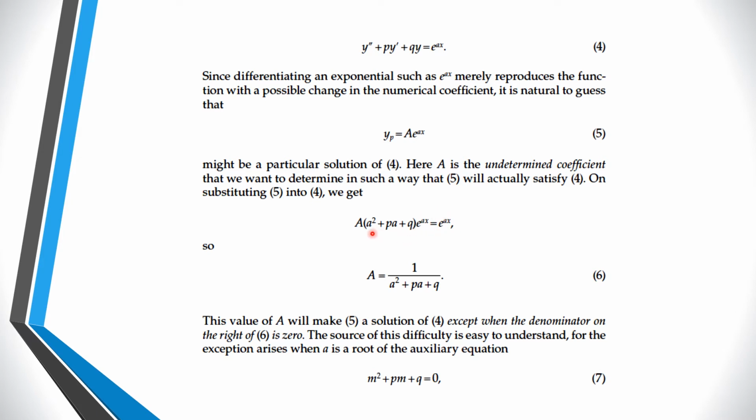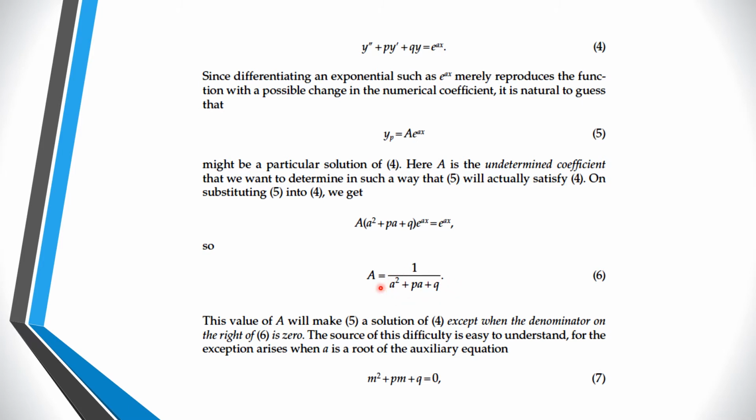You will be left with the value of capital A, that will be 1 over a square plus ap plus q, right? Since each term on the right hand side is known to us, the value of p is known, q is known, a is known, we can find out the value of capital A, right? But provided this denominator factor is non-zero.